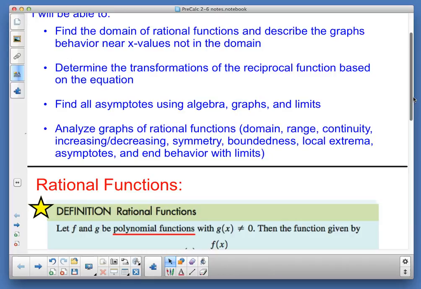Analyzing graphs, filling in domain, range, continuity, increasing, decreasing, symmetry, boundedness, local extrema, asymptotes, and end behavior. Please pay attention to that when we start doing that, because it is something I'm going to expect you to be able to do, and yes, you'll be doing something like it on the test. So make sure that you're prepped for it and you know what's up.